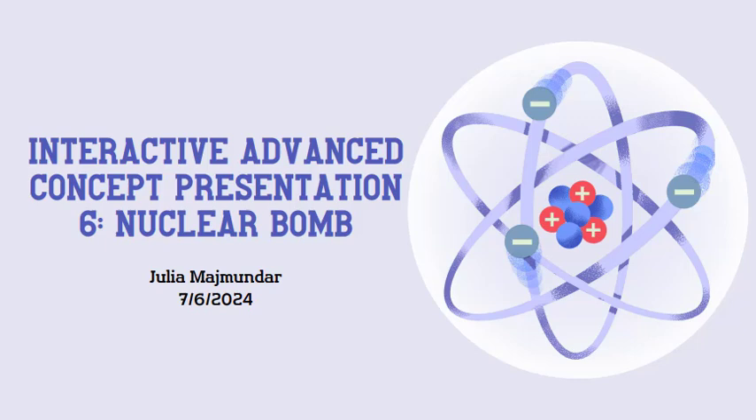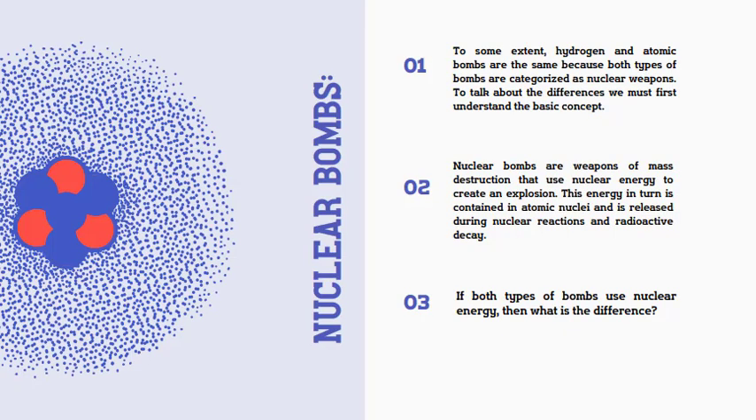This week's Interactive Advanced Concept Presentation 6 is on the nuclear bomb. To some extent, hydrogen and atomic bombs are the same because both types of bombs are categorized as nuclear weapons. To talk about the differences, we must first understand the basic concept. Nuclear bombs are weapons of mass destruction that use nuclear energy to create an explosion. This energy, in turn, is contained in atomic nuclei and is released during nuclear reactions and radioactive decay.